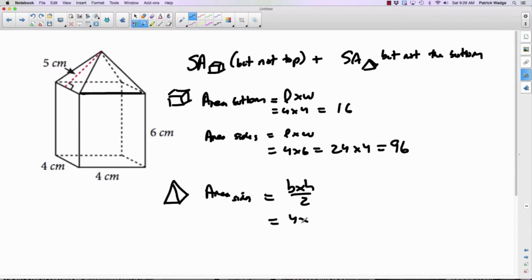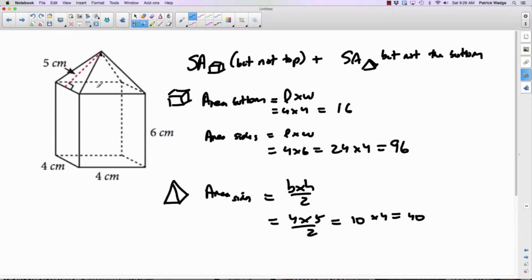So 4 times, what's the height of the triangle? That would be this distance. Well, wait a minute, they give it to us over here. The height is 5. So 4 times 5 divided by 2. That's 20 divided by 2, which is 10. Again, how many of these triangles make up this pyramid? There's 4 of them, so we need to multiply by 4 and get 40.